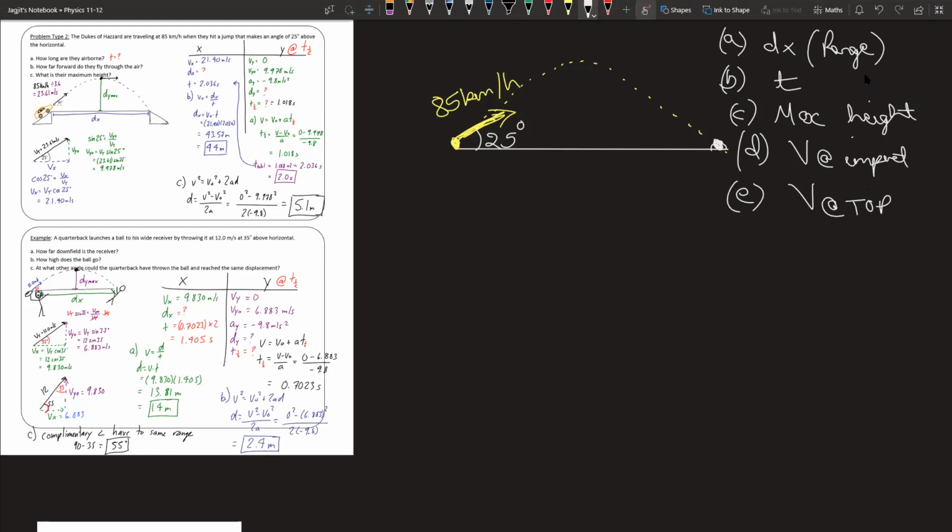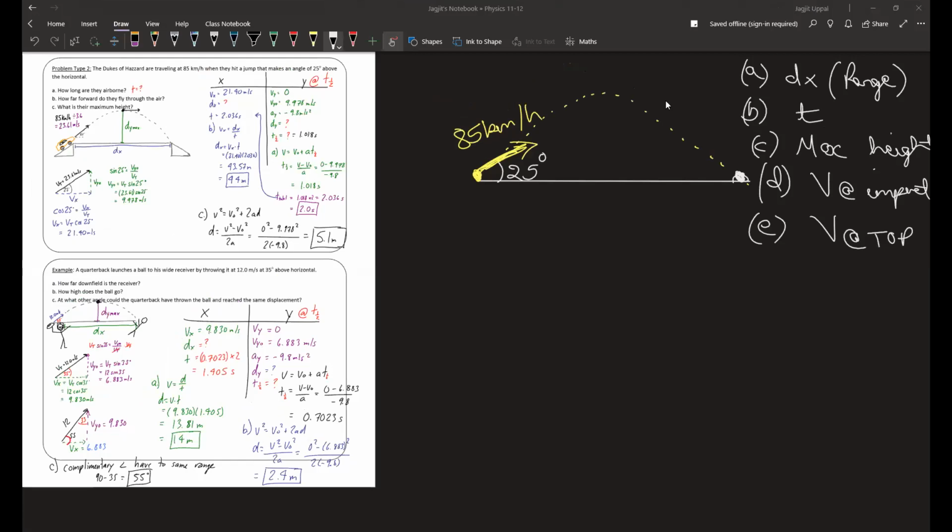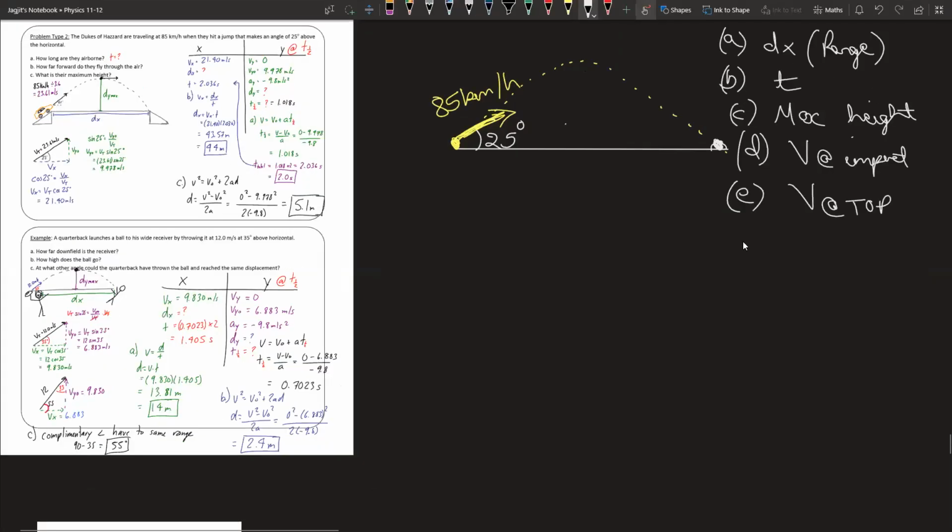So whenever you get these questions, folks, the first thing you need to do is take this vector, which is your initial velocity of 85 km per hour, and break it up into its x and y components. And the first thing you should also be doing is changing this velocity from kilometers per hour to meters per second.